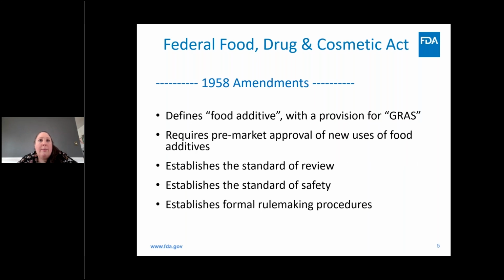And then this regulatory framework was further described in 1958. We have the Food Additives Amendment to the Act, which was passed by Congress in response to concerns about the safety of new food additives. And it is in this amendment that we get the definition for both a food additive as well as substances whose uses are concluded to be GRAS. And in addition, it establishes the standards for review and safety, as well as the formal rulemaking procedures.